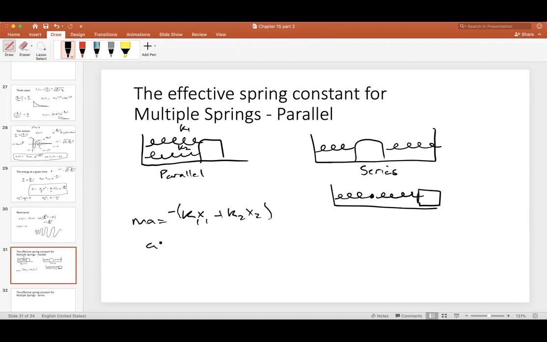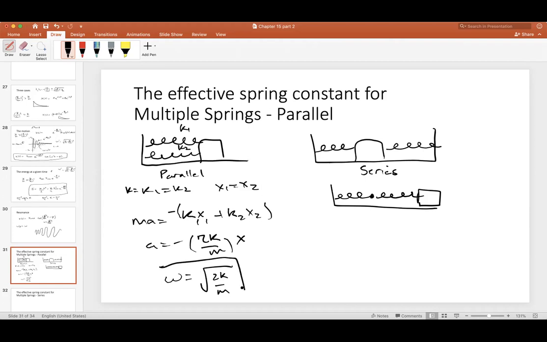So from what you see here, K1 has to equal K2, X1 has to equal X2, and it's pretty easy to see that A is negative 2K, since they're both equal K, over M is X, because this is X and this is X, and therefore omega is simply the square root of 2K over M. That's not too bad, right? You just end up with a 2 in there, right?